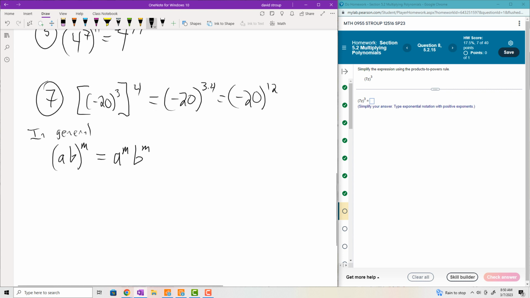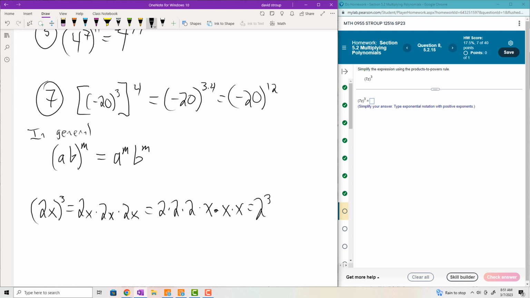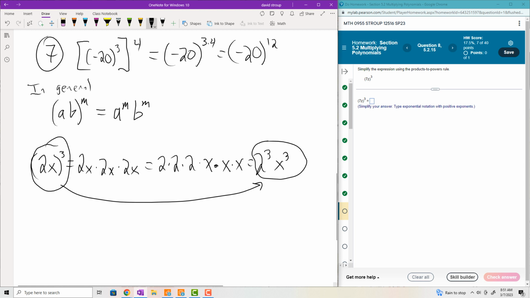Okay. So if you want an example, let's say I have 2x cubed. So I could rewrite that as 2x times 2x times 2x. And then I could collect the 2's together and then collect the x's together. And what do you get? You get 2 cubed times x cubed. So basically the shorthand rule is just to raise each individual factor to the 3rd power.